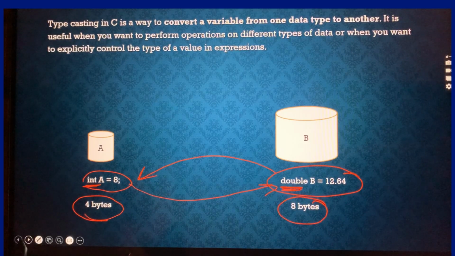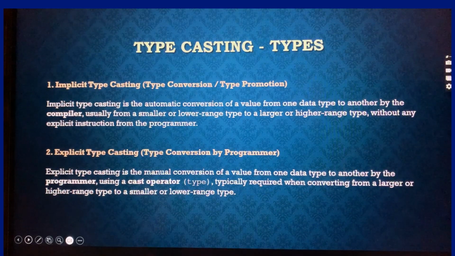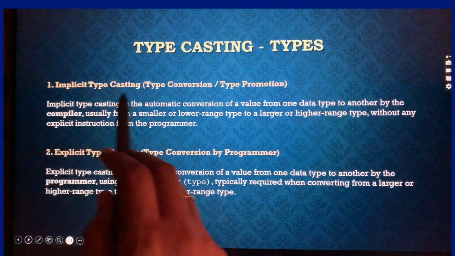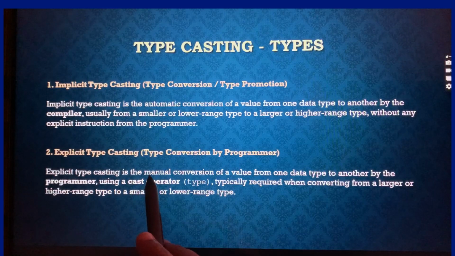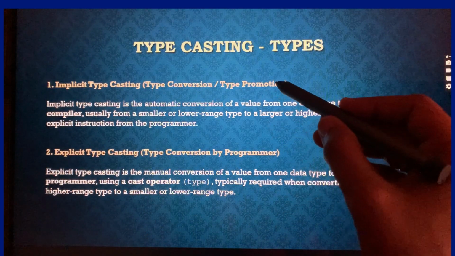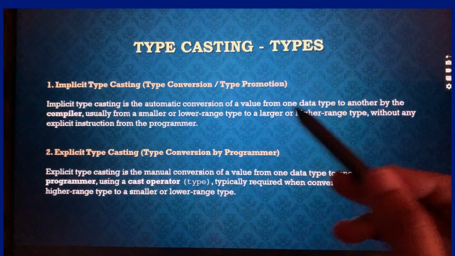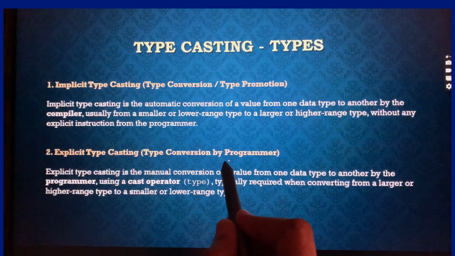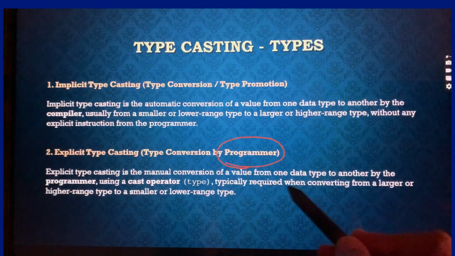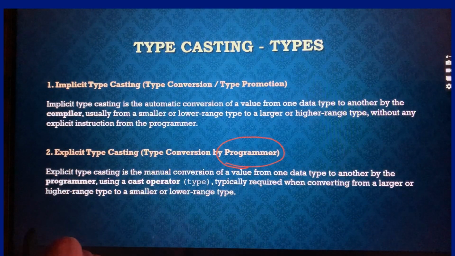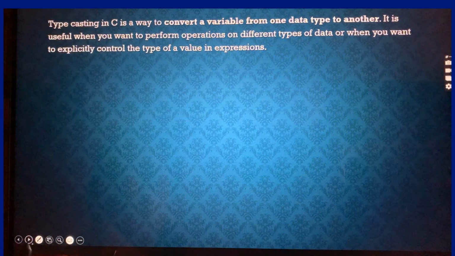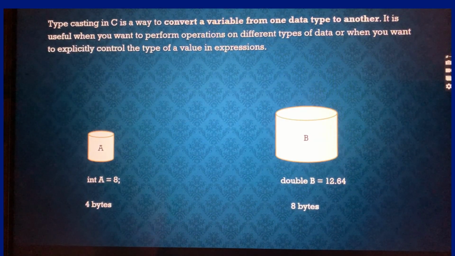Okay. So there are two types of typecasting. First is implicit and next one is explicit. Implicit means the compiler automatically converts the type of a variable from one to another, whereas explicit means it should be done by the programmer. In order to understand this easily, let us consider a real-time example.